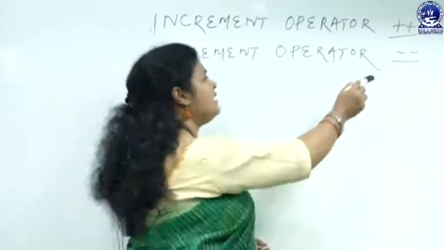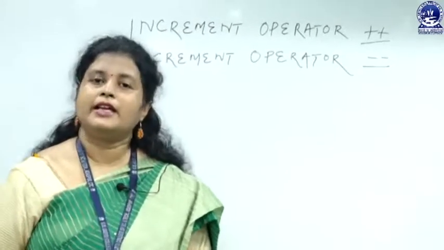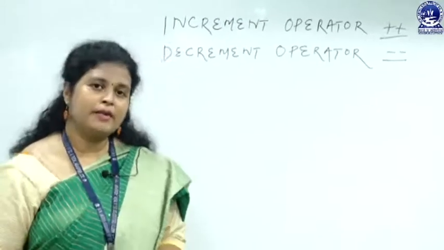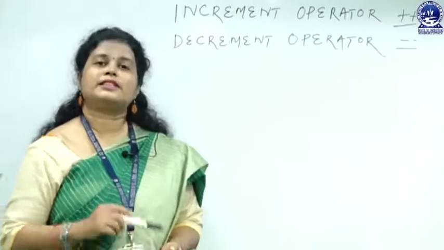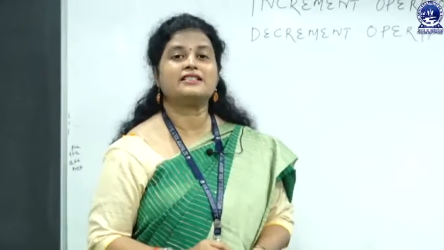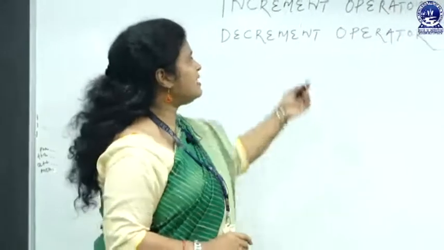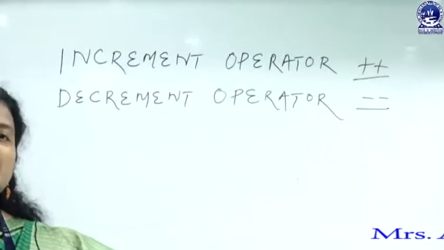In a similar fashion, in case of the decrement operator, if you are using the double minus symbol, then that is the decrement operator, and if you are using a single minus symbol, then that is subtraction or the minus operation, which is a binary operator. But these two are unary operators. It operates on a single operand.